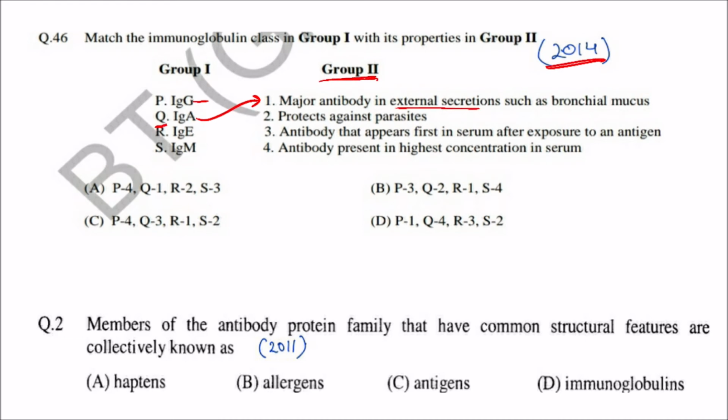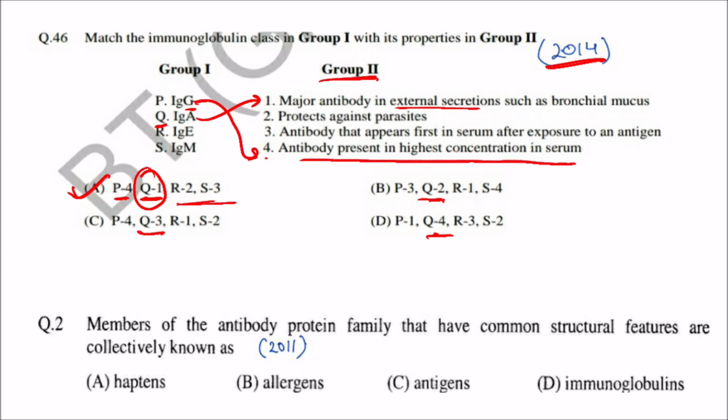So Q1, go for P4. If we see IgG, it is the antibody that is present in the highest concentration in the serum. So yes, this option is correct. You don't have to check the others, though you can check for confirmation. Here no other option has Q1, they have Q2, Q4, Q3. This way you can do the question very quickly. So this one is correct.